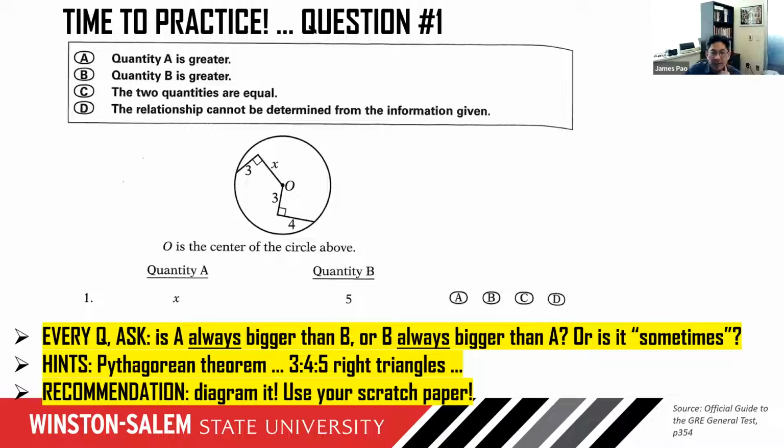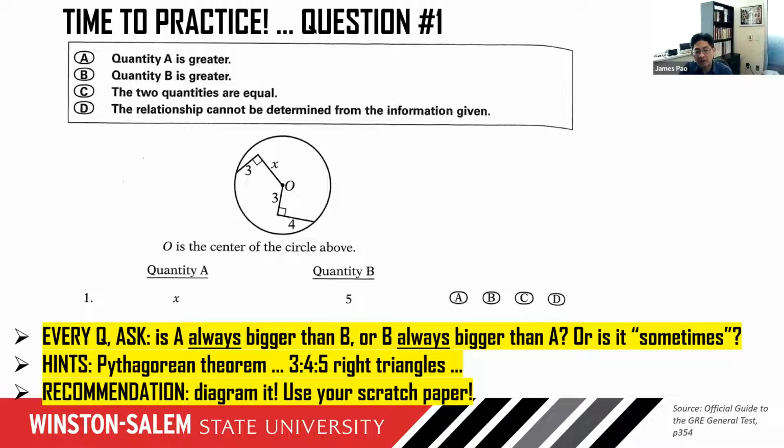So if you were to diagram this, you will see that below point O, below the middle of the circle, the two legs are 3 and 4, and it is indeed a right triangle. Therefore, that hypotenuse, which is the radius, is equal to 5. The hypotenuse is 5, therefore the radius is 5, because by definition it connects the midpoint of the circle to the very edge of the circle. And therefore, the hypotenuse of the other triangle is also 5. If we know that one leg is 3 and the hypotenuse is 5, we know the other leg is 4. So quantity A, X, equals 4.